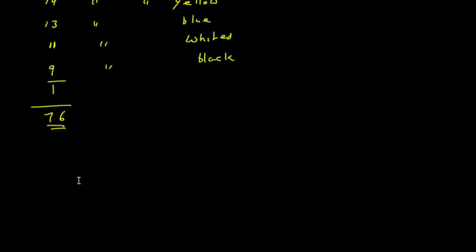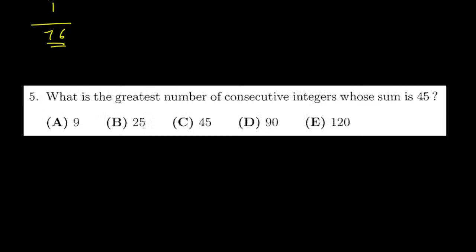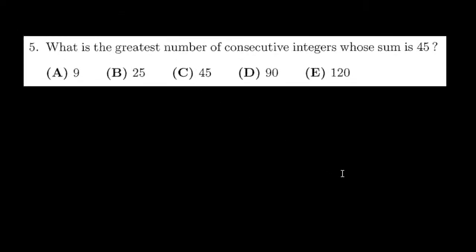Question number 5: what is the greatest number of consecutive integers whose sum is 45? Now you have to make sure that the sum is 45, and you have to find the greatest number of integers. So you can take negative numbers as well as positive numbers, and you have to make sure that your sum is 45.